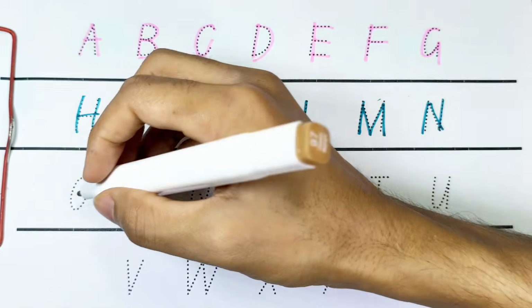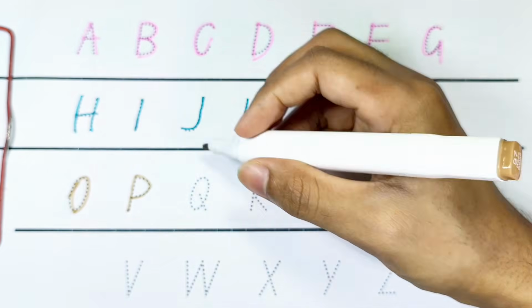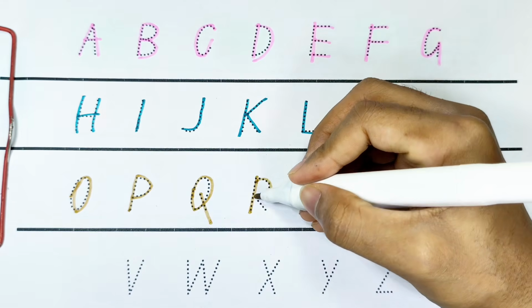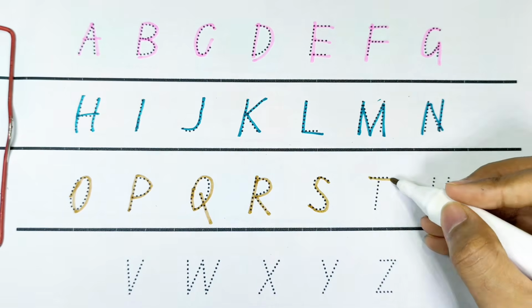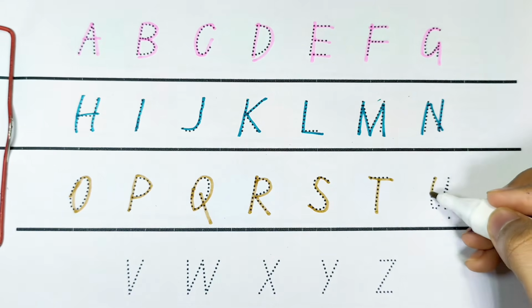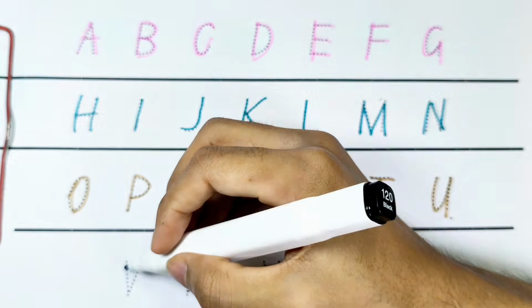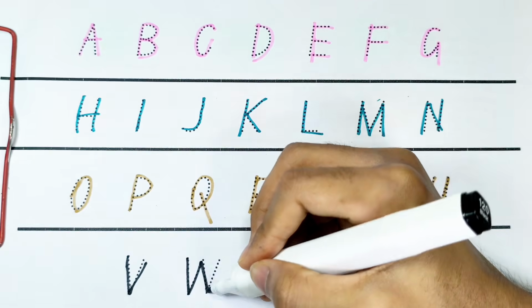Rose pink color, O for octopus. P for penguin. Q for queen. R for rose, R for rice. S for sun, S for snake. T for teacher. U for umbrella. Black color. Now we draw the alphabet of V. V for van, V for vanilla.